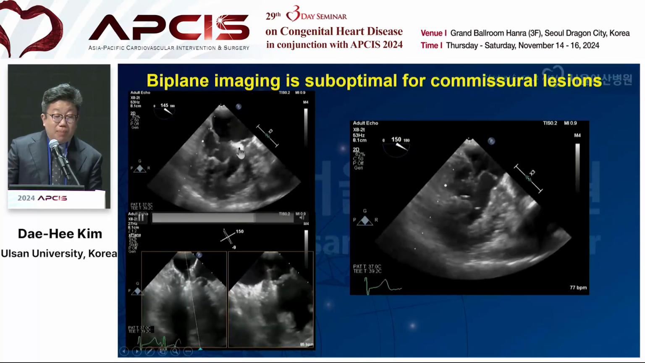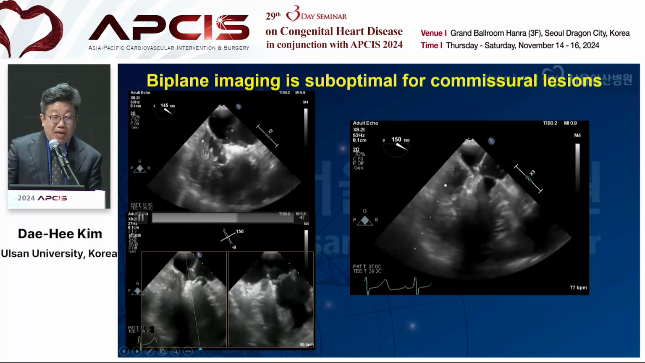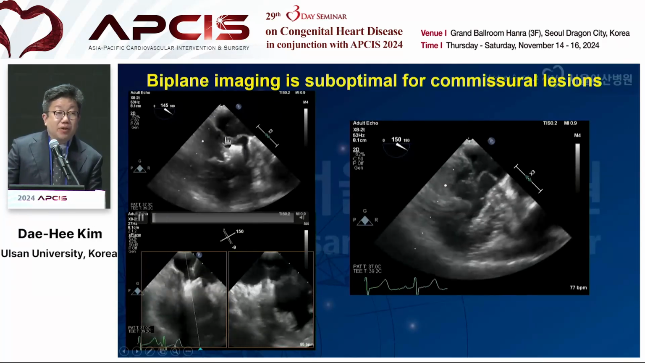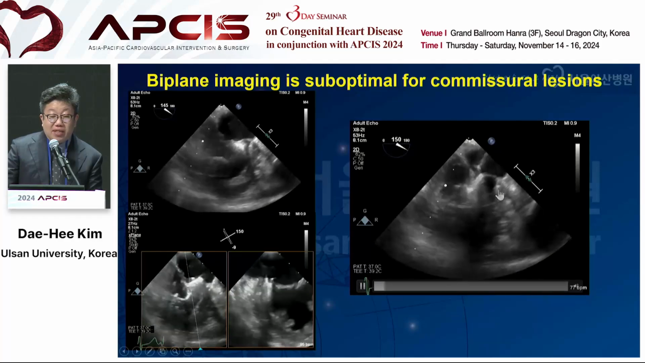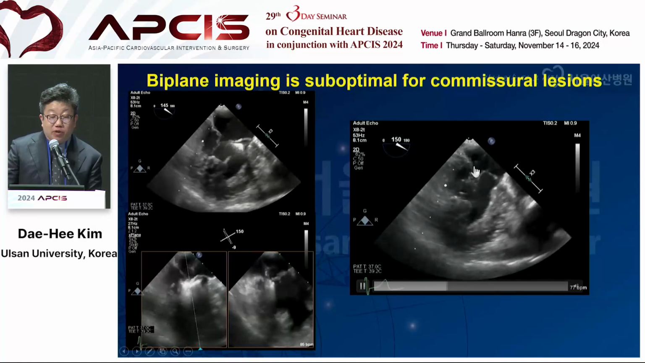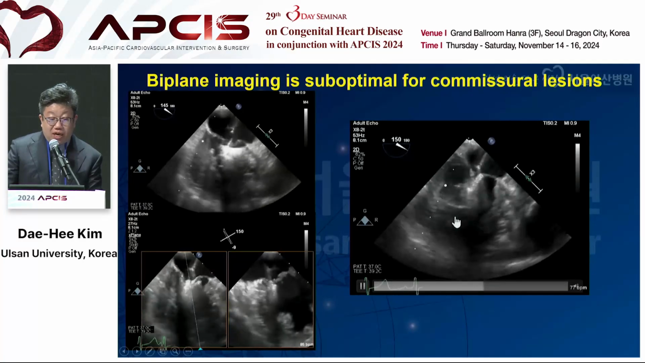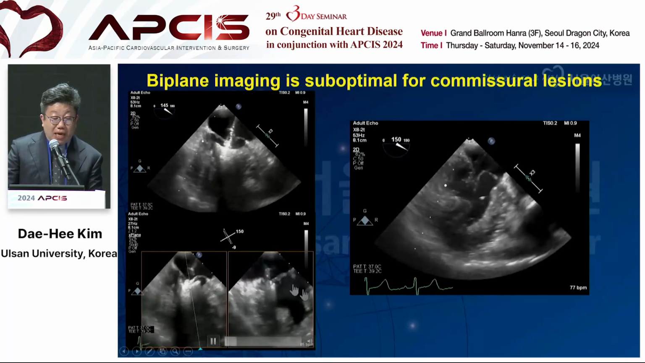Sometimes biplane imaging adjustment is not sufficient. In this patient, we have to use a deep gastric view, as a single plane image produces the two grasping. To grasp the leaflet, identifying the leaflet insertion is very important in this single plane deep gastric view like this.